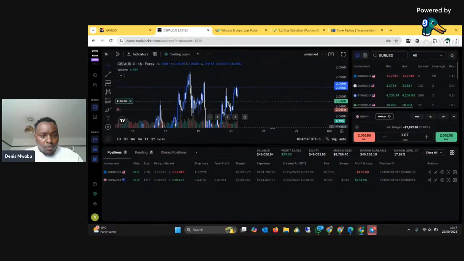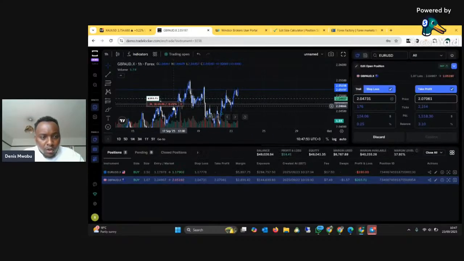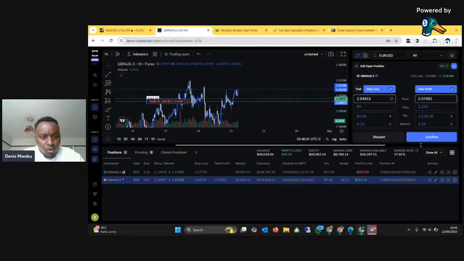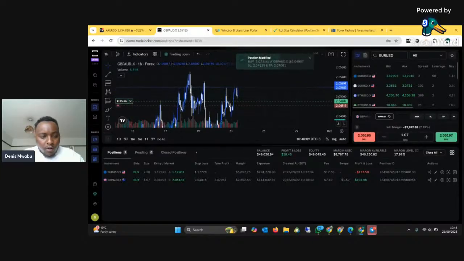Okay, you can be able to see GBP AUD, it's still pushing up. I think I might still reduce the stop loss for GBP AUD. I think that one will be good. That will be like $60, perfectly fine. Okay, so almost like on one trade I'm almost like risk free, and then we hold for Euro USD.